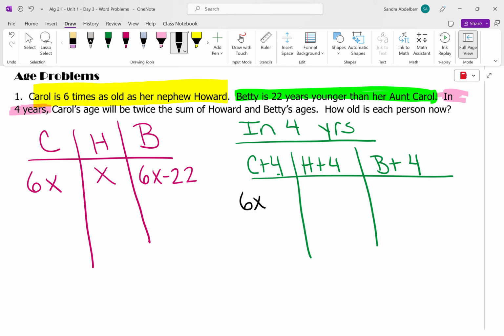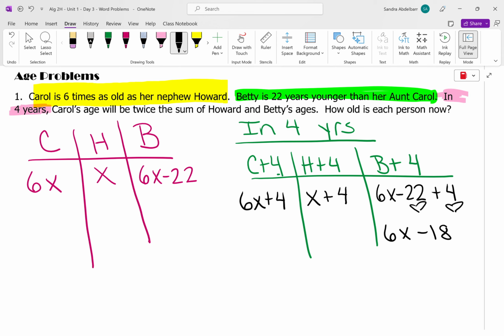So we're going to have, for Carol, 6x, and then what do I have to add to that 6x? Plus 4. For Howard, I have x, and then what am I going to add to Howard? Plus 4. And in Betty, it's 6x minus 22, but then I have to add 4. What happens when I have a negative 22 plus a positive 4? Good, negative 18. So Betty's age is 6x minus 18 in 4 years.